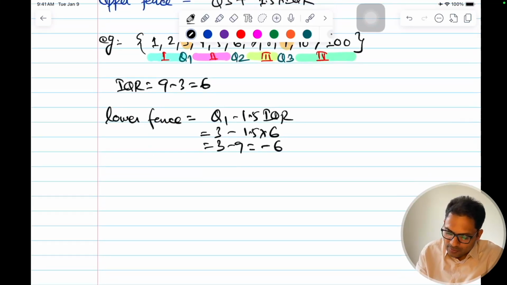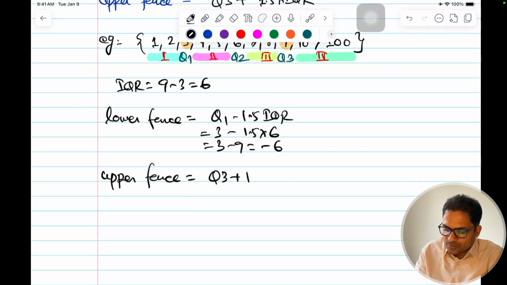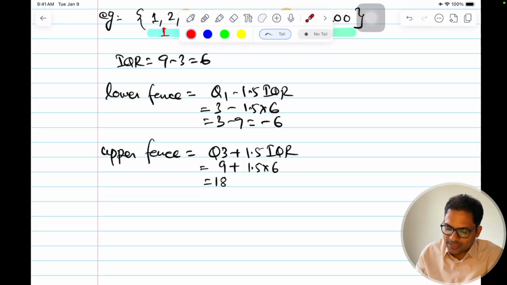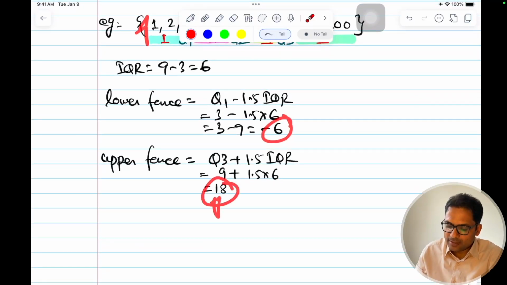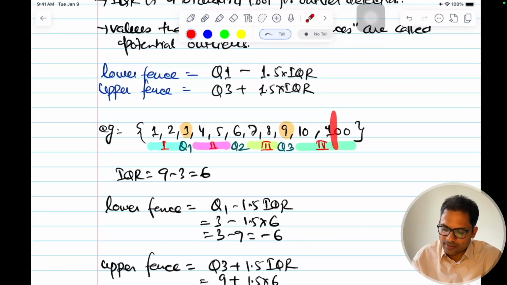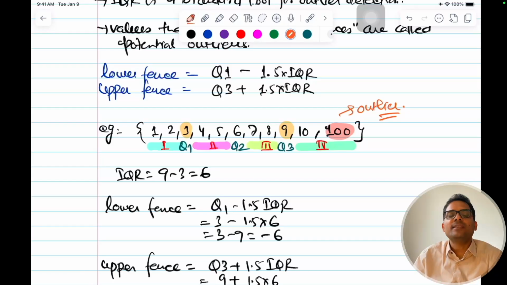That's my lower boundary. My upper fence is equal to Q3 plus 1.5 IQR, which is 9 plus 1.5 times 6. This is equal to 18. So this is my upper fence. Anything greater than this is an outlier. Looking at the lower fence of minus 6, are there any values less than minus 6? No. But looking at the upper fence of 18, in my data there is 100. So I can flag this value as an outlier for the expert to review and check whether it is an outlier or not. They can decide, as the subject matter expert will understand.